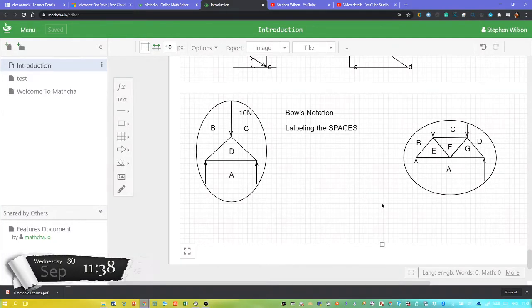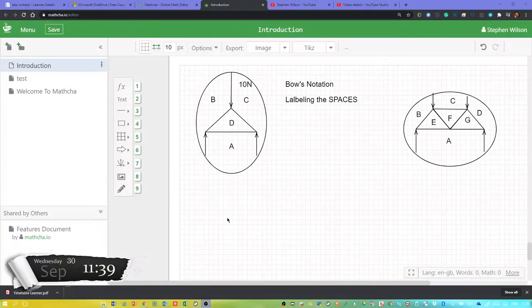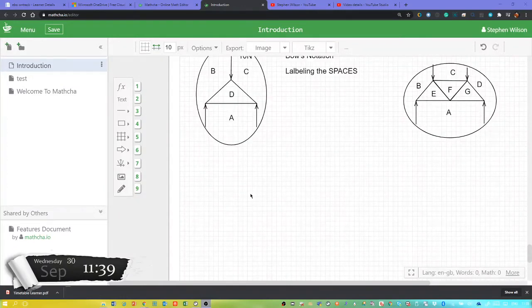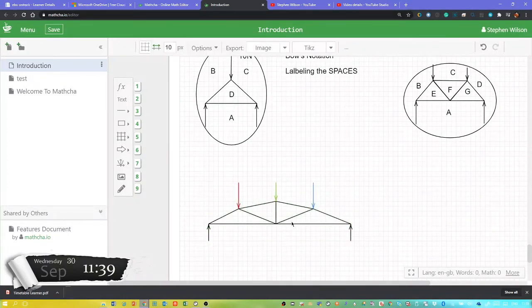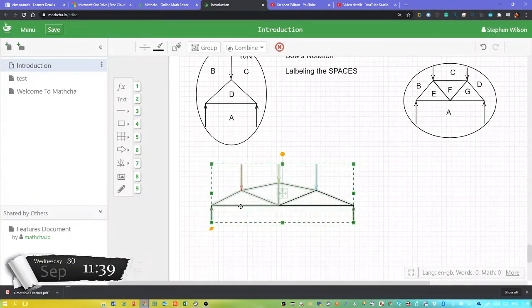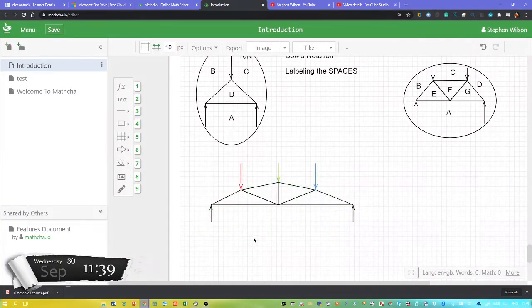In fact, I shall prepare one for you now. So, in the best traditions of TV, here's one I prepared earlier. So, just spend a few moments, pause the video, copy that down, and label that up with Bow's notation. Okay, and when you've done that, press play again, and we'll put up the solution and see if you've got it right.